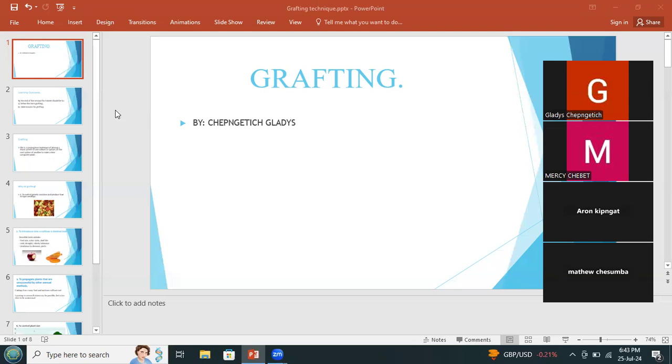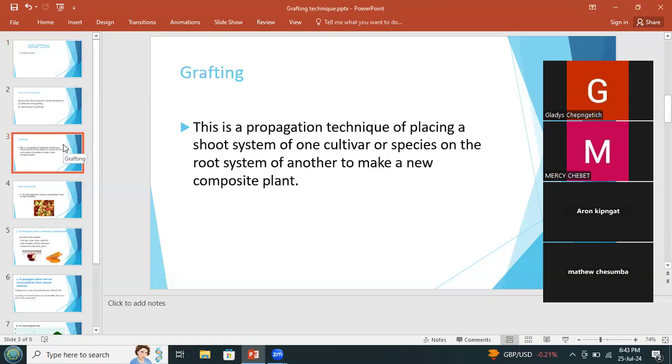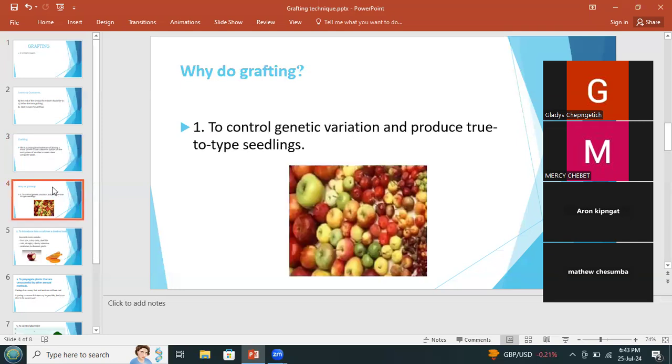Let us see from the definition I have. So this is the propagation technique of placing a shoot system of one cultivar of a species on one root system of another to make a new composite plant, isn't it? Okay, so we are now going to see the reason why we are grafting.